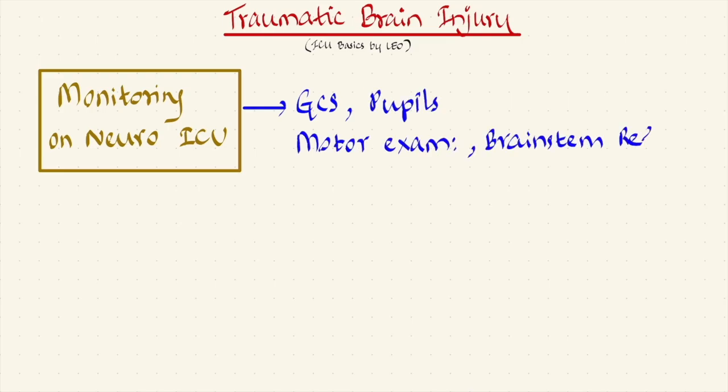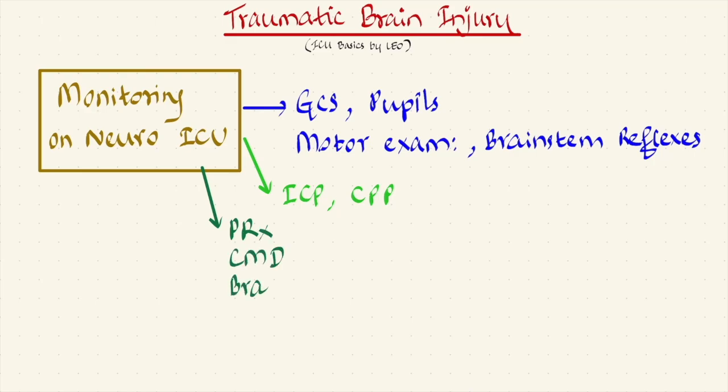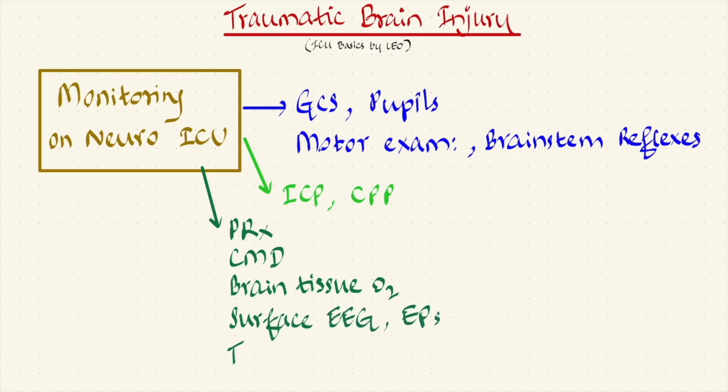and brainstem reflexes. Intracranial pressure and cerebral perfusion pressure monitoring is a standard routine in specialist neuro centers. Sophisticated neuromonitoring techniques, for instance, pressure reactivity index, cerebral microdialysis, brain tissue oxygen monitoring, continuous surface EEG, evoked potentials, and transcranial Doppler can be used for advanced neurological monitoring in specialist centers.